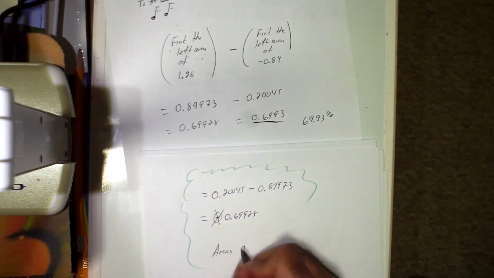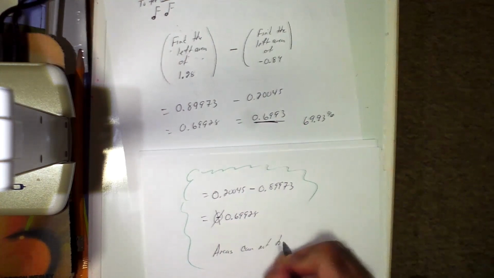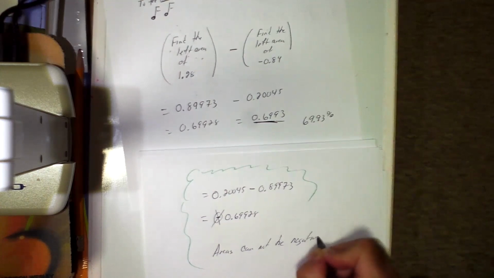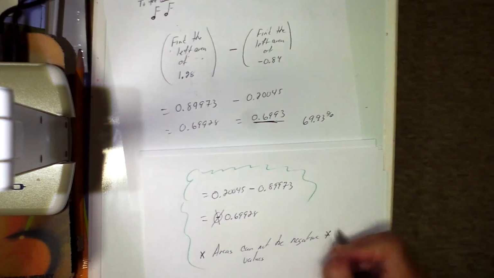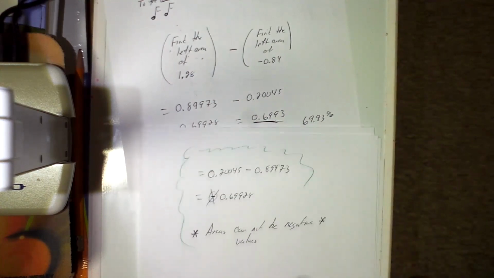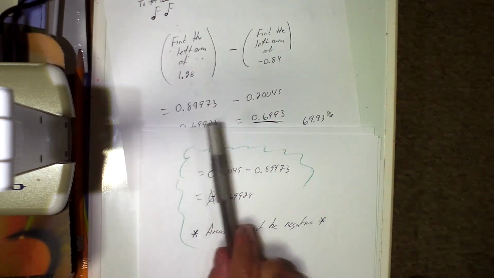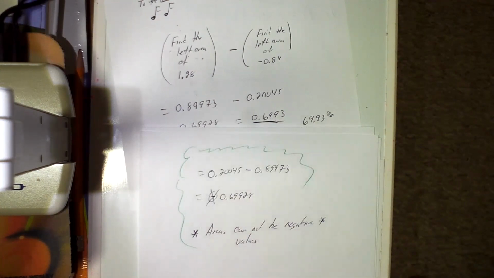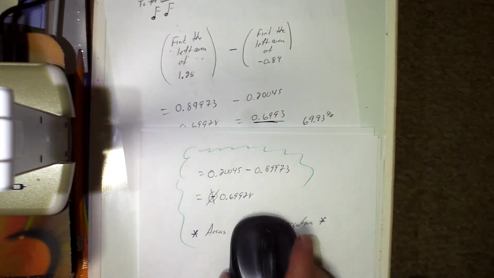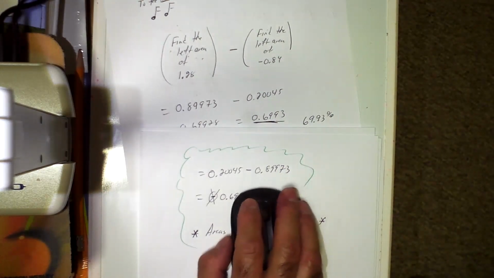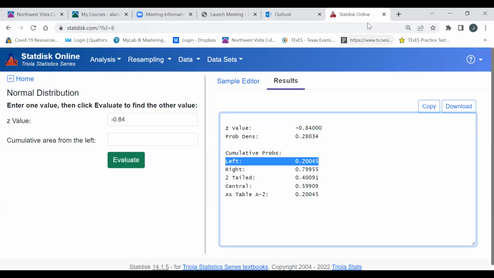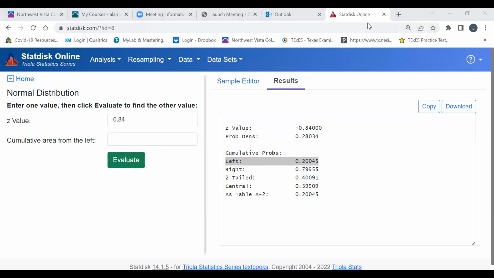Areas cannot be negative values. I'm putting little stars in case that happens and you forget to do the bigger number first and the smaller number last. You just take out the negative. There you go. All right, so we did each of those, and you can do the rest for the homework.